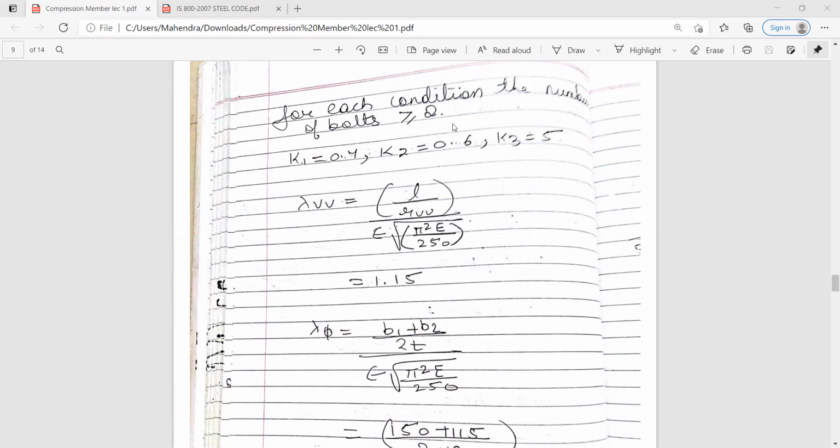It should be 1.15. Then calculate lambda phi, that is B1 plus B2 upon 2T epsilon under root of pi square E upon 250. यहाँ पे epsilon की value 1 substitute करोगे और pi square E की value you have to pi square and E की value you have to substitute 2 into 10 raised to power 5. After completing, let me know.